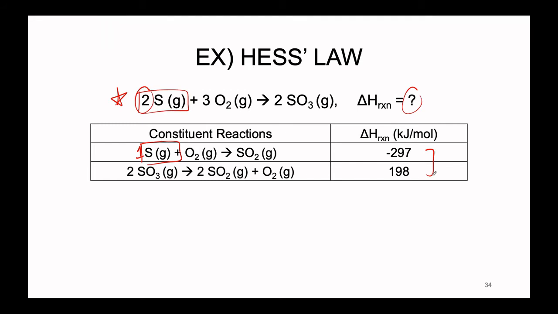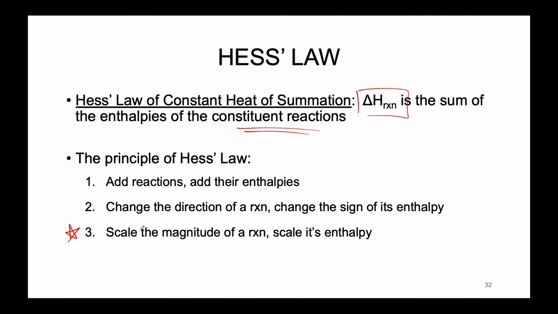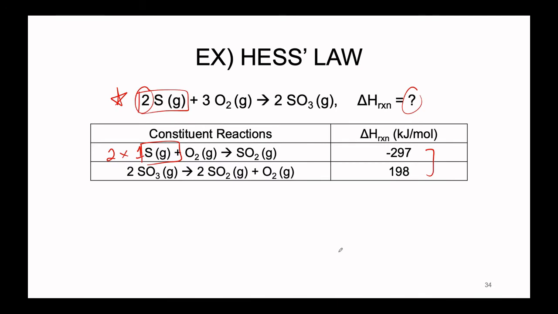So in order to make sure that the constituent reactions contain the proper amount of sulfur, we're going to scale this reaction up by a factor of 2. Just to go backwards here, if we scale the magnitude of a reaction, again, this is bullet point 3, we're going to also scale its enthalpy by the same factor. Now, we've seen this before. Again, when we were trying to figure out enthalpies of formation, we were calculating an enthalpy of reaction. In that case, we were scaling everything down by a factor of 2. Here, we're doing the opposite. We're scaling up by a factor of 2.